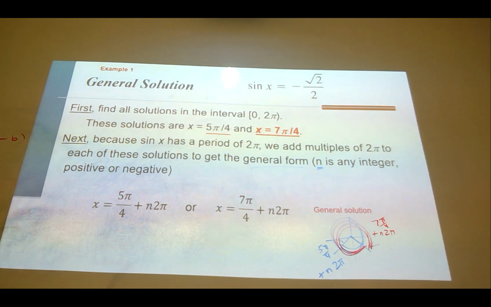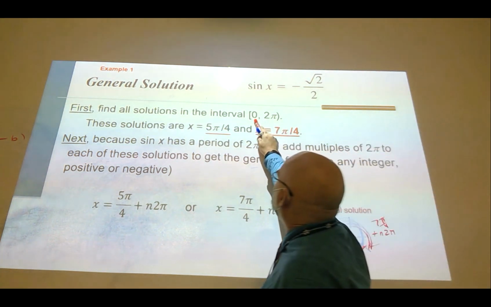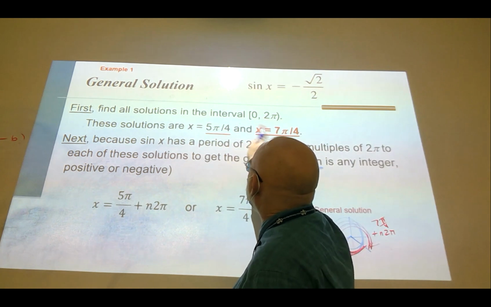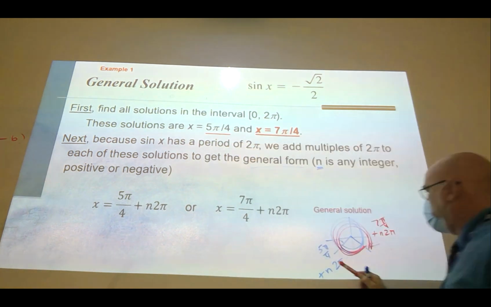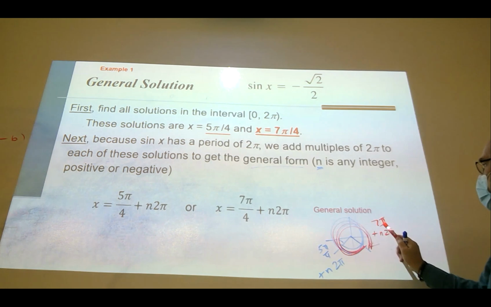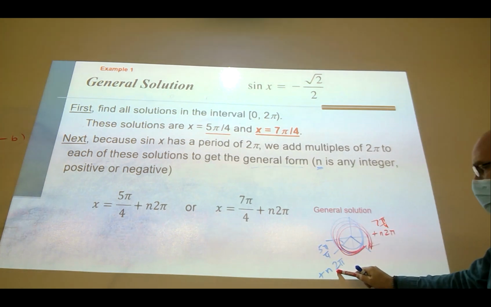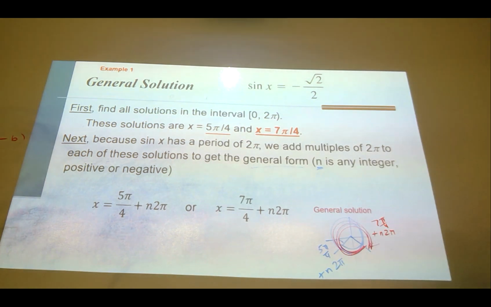Okay, yes. So the first step, find all the solutions, is that just on the graph? Yeah, so it says find the solutions between 0 and 2 pi. So these were my two answers here. And now I can add any number of 2 pi's to either one of those. And I'm still back to where I started.